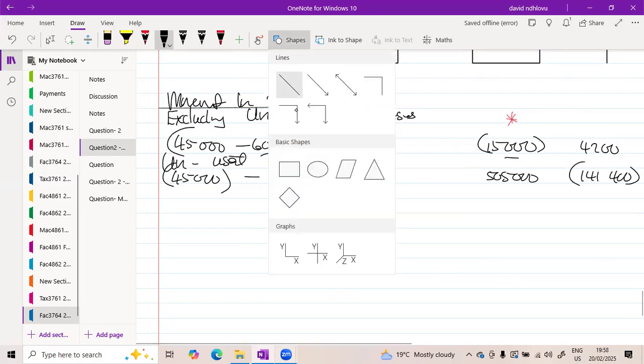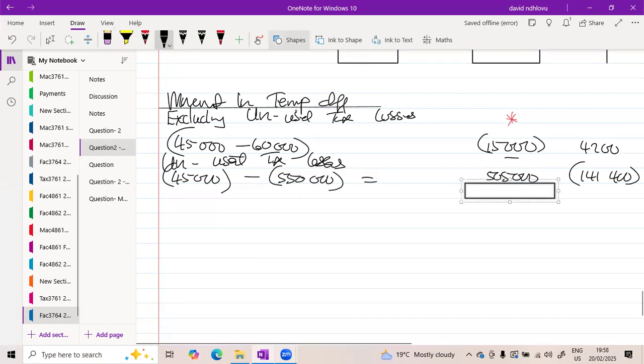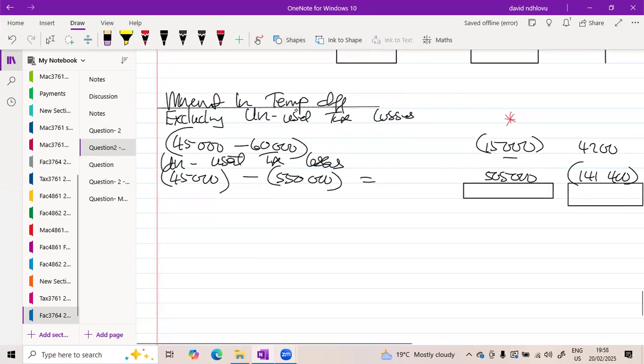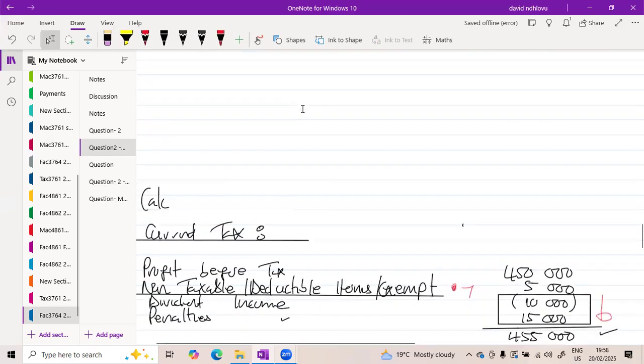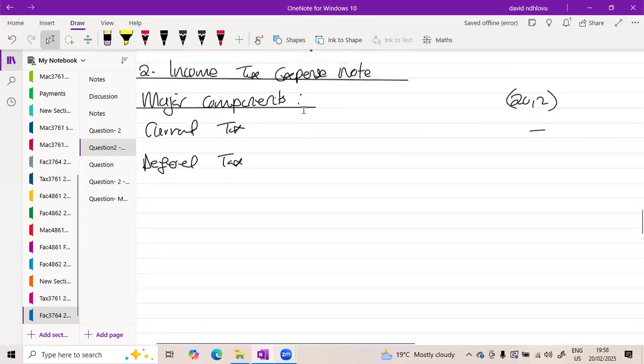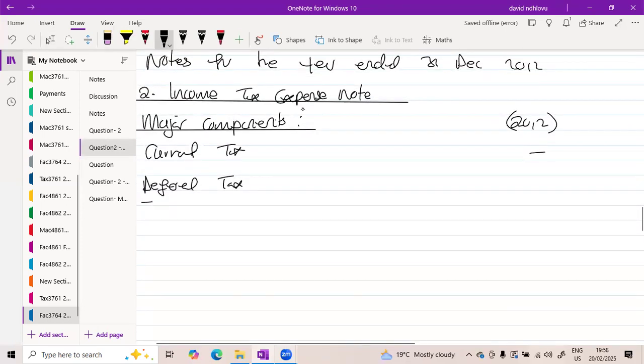Then you can now add your totals here. So if we say 15,000 negative plus 505,000, you are going to have 490,000. If you say 4,200 minus 141,400, you are going to have 137,200, which is negative. Now we can do our disclosure here. First, movement in temporary differences.